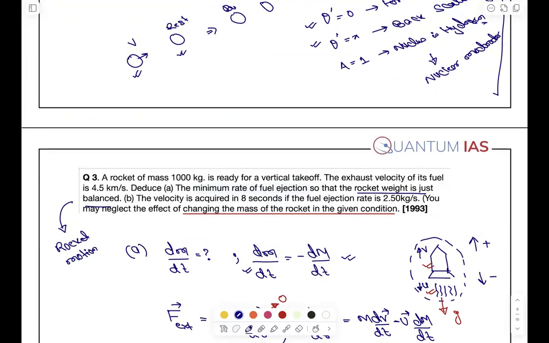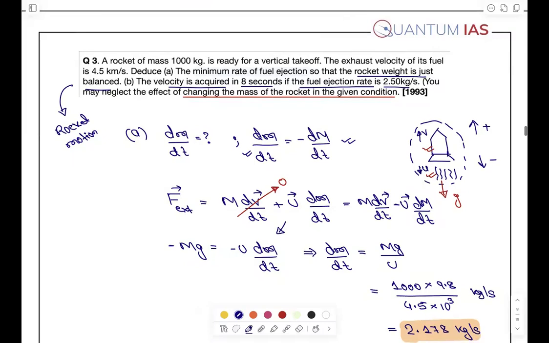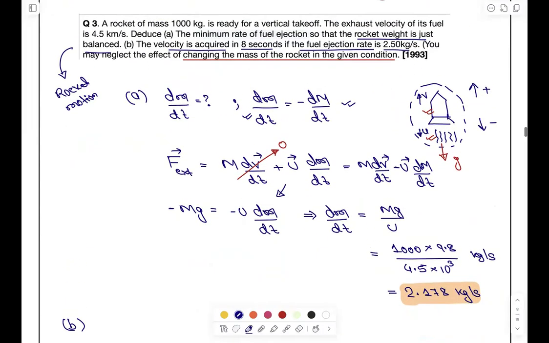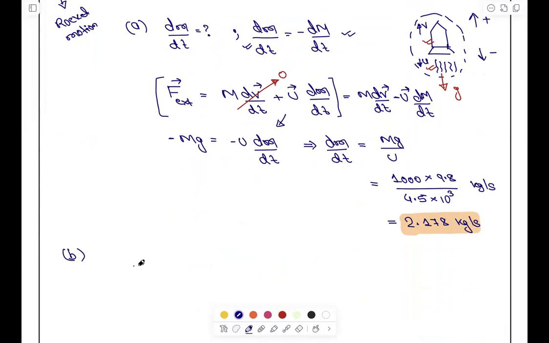In the second part, it is asking for the velocity acquired in 8 seconds if the fuel ejection rate is 2.5. So now the fuel ejection rate has changed to 2.5, and we need to find the speed at 8 seconds. Again, we put in the values and use this same formula. If you use this formula, everything will remain the same.